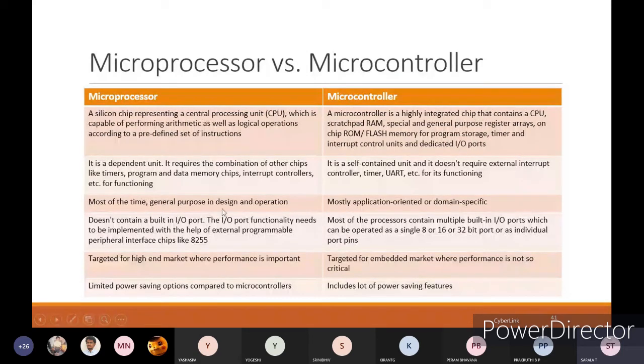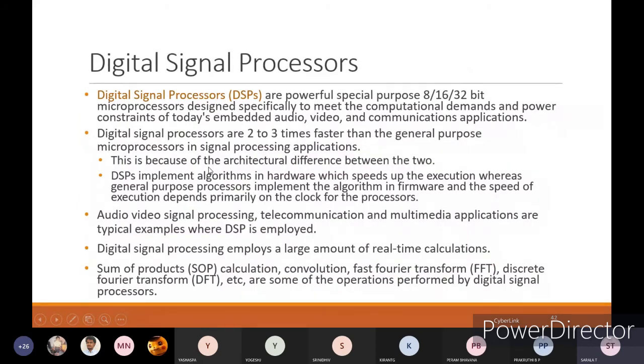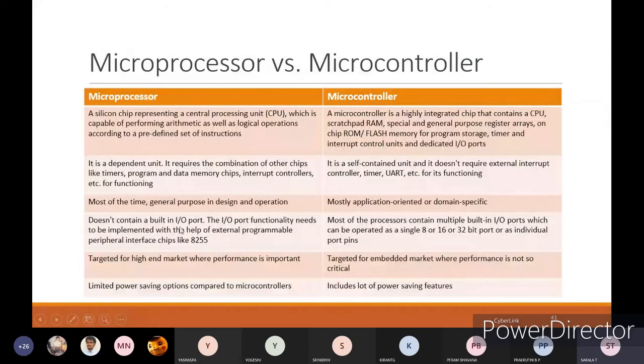Most of the time, a microprocessor is general purpose in design and operation. If we go for a microcontroller, it is mostly application oriented and domain specific. The microprocessor doesn't contain a built-in I/O port, and the I/O port functionality needs to be implemented with the help of an external programmable peripheral interface chip like 8255.